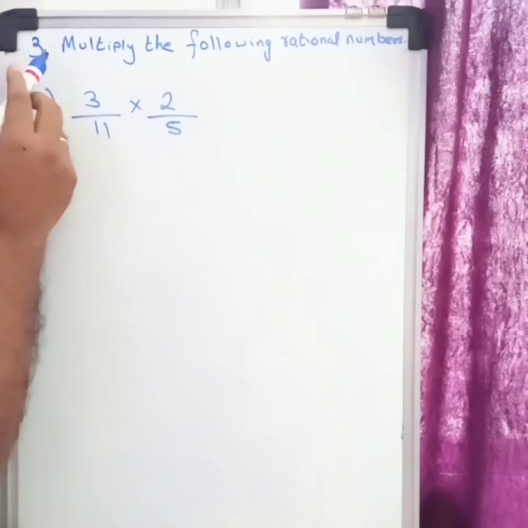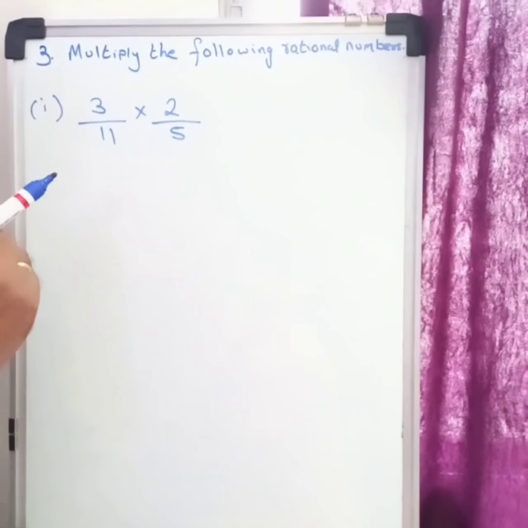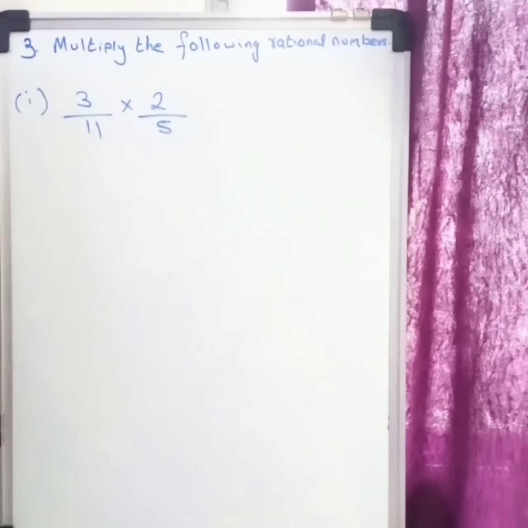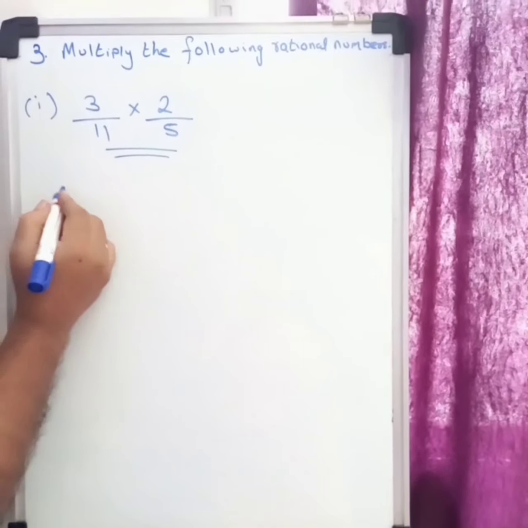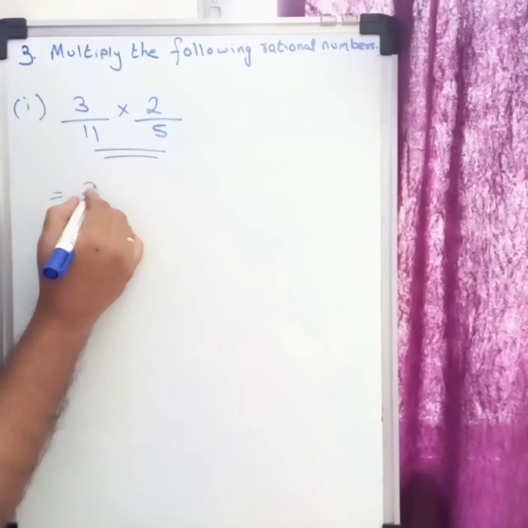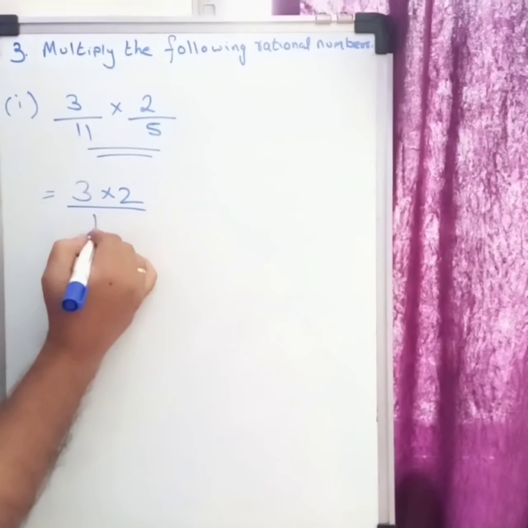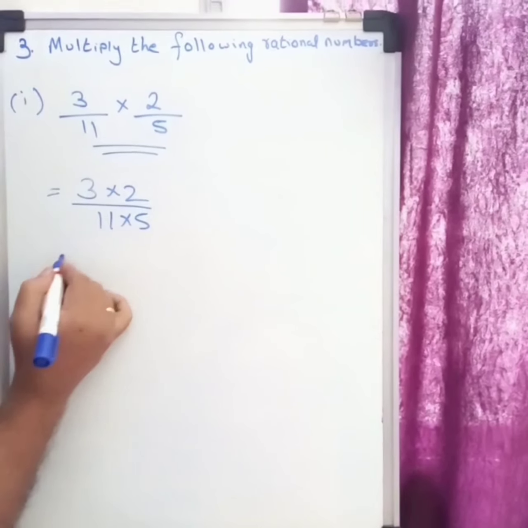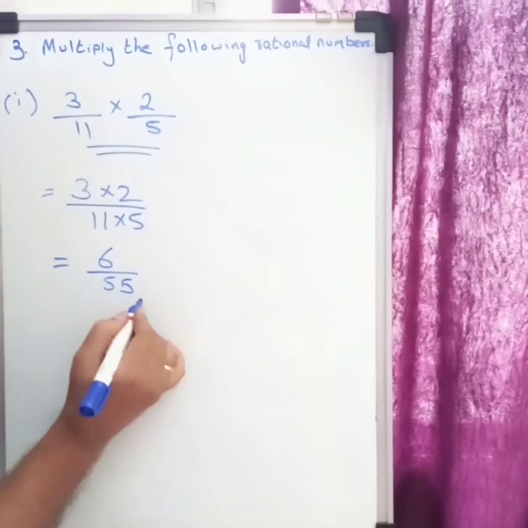Now we are going to start with the third section. Multiply the following rational numbers. If you see in sections 1 and 2, it was addition and subtraction where you need to equalize the denominator. In this case, you don't have to do that. You can directly do the multiplication part. So 3 into 2, 11 into 5. So it comes up to 6 upon 55.